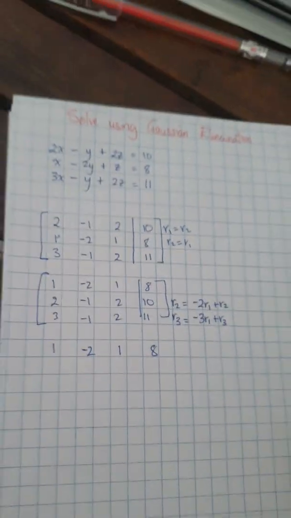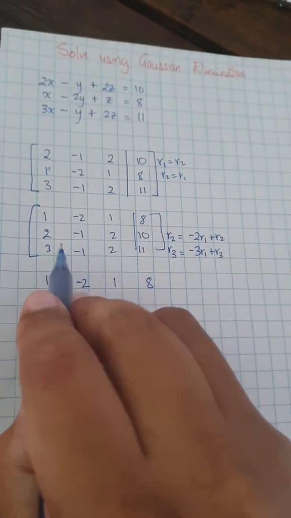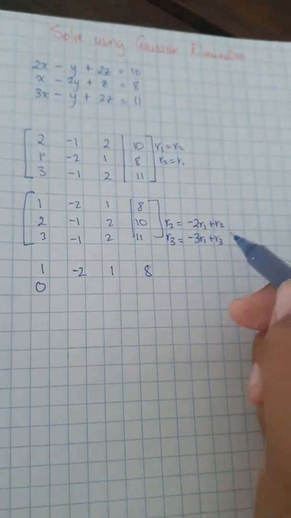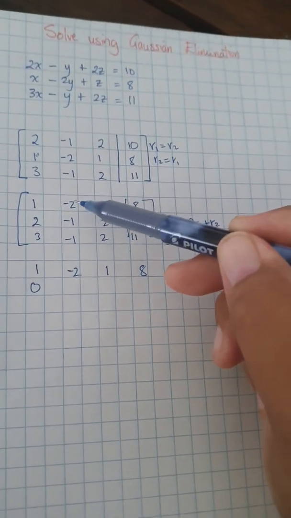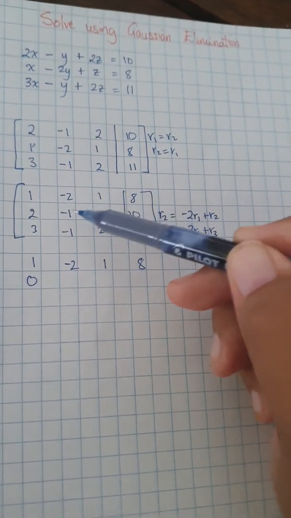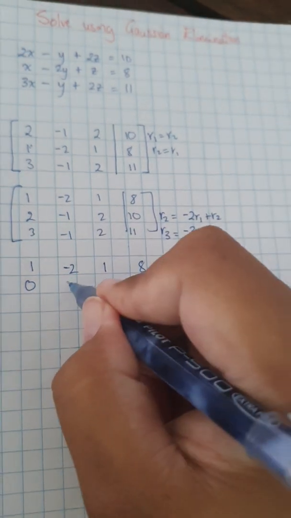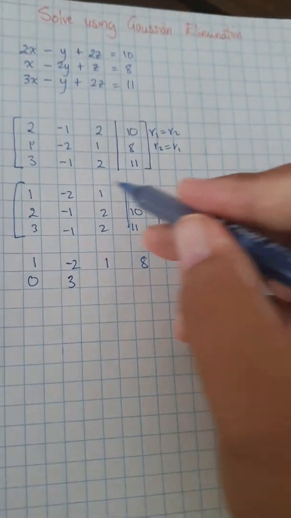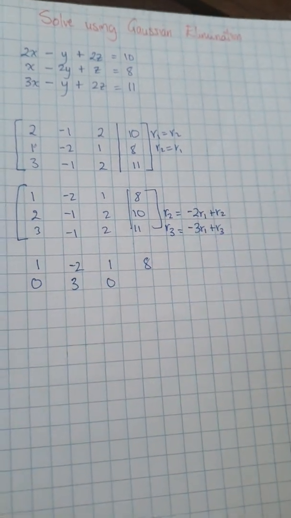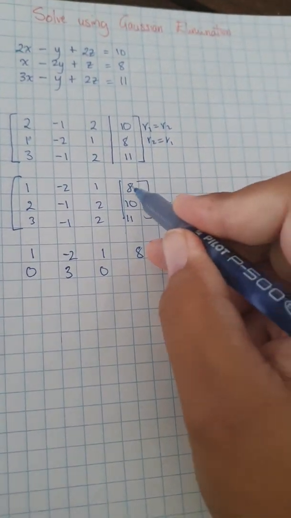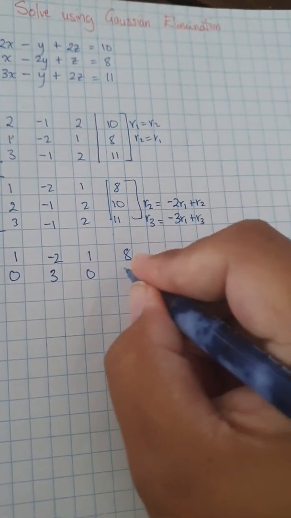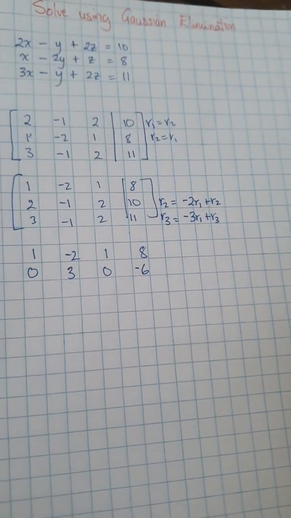Apply our formulas. So negative 2 R1 plus R2, so 0 first. Negative 2 times negative 2 is positive 4, minus 1, that's 3. Negative 2 times 1 is negative 2, plus 2, 0. And negative 2 times 8 is negative 16, plus 10, negative 6.